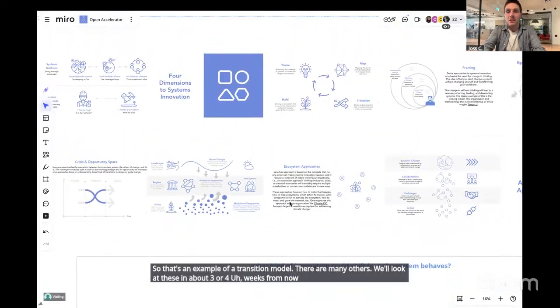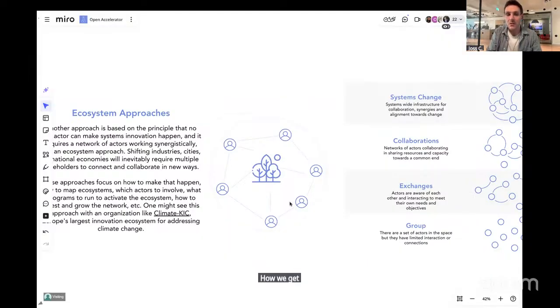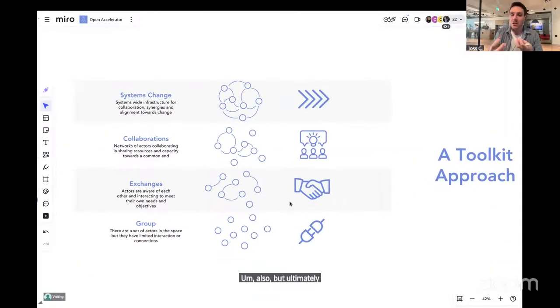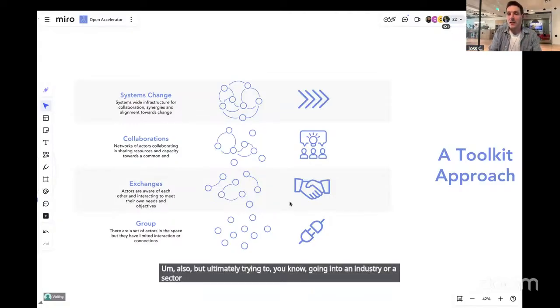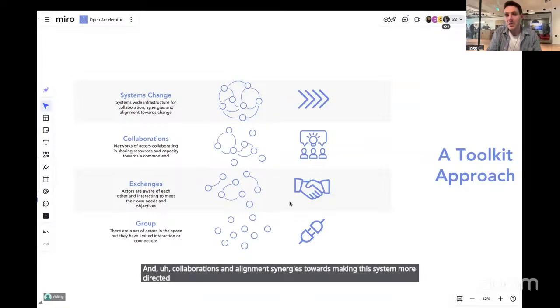And then finally, this ecosystem building concept, how we get a network of actors collaborating and so forth. We'll look at examples of all of these as we go forwards also, but ultimately it's about going into an industry or a sector or wherever it is and seeing how fractured and segmented it is, and thinking about how we get those connections and collaborations and alignments and synergies towards making this system more directed towards change and transformation.